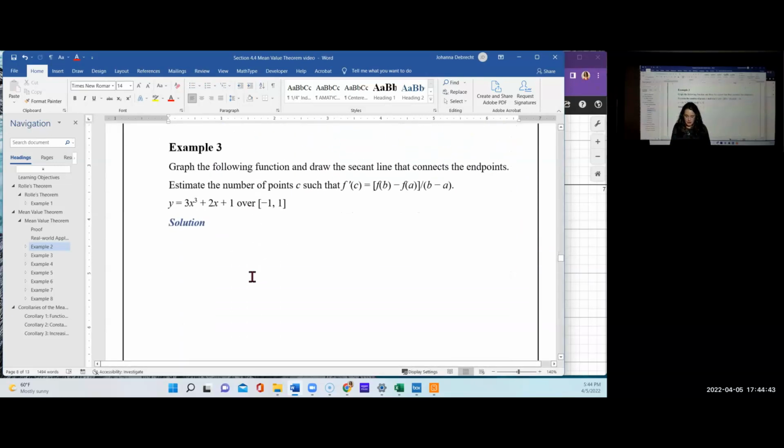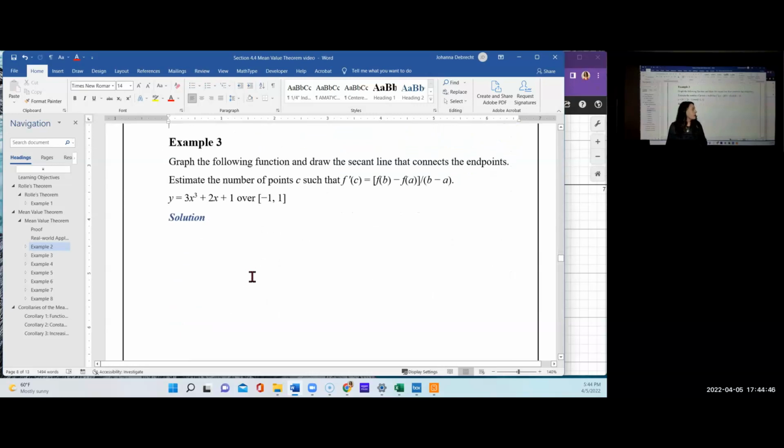Let's take a look now at example 3. In example 3, we want to graph the following function and draw the secant line that connects the endpoints. And then by looking at the graph, we want to estimate the number of points c such that the slope of the tangent line is equal to the slope of the secant line. Our function is 3x cubed plus 2x plus 1 over the interval from -1 to 1.